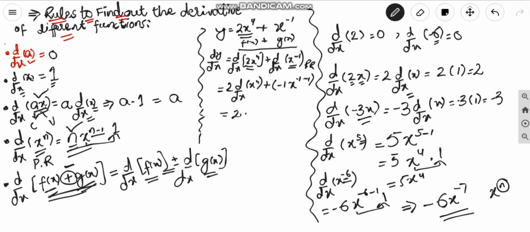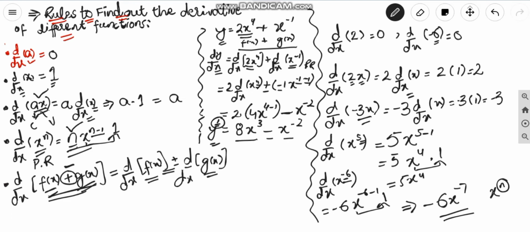Similarly, here we can also apply the power rule. Place the power at the start and reduce the power by 1. This plus and this minus will become minus. X power minus 1 minus 1 will become minus 2. So 4 2s are 8, x power 3 minus x power minus 2. This is the derivative of our given function, and we can represent the derivative by a single dash. So the derivative of the given function y with respect to x is 8x power 3 minus x power minus 2.